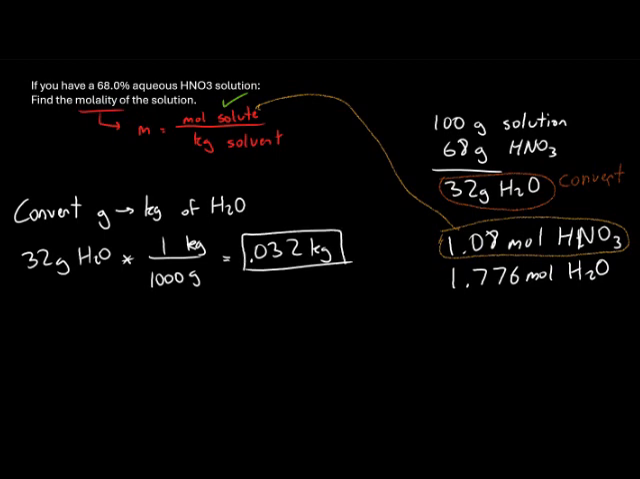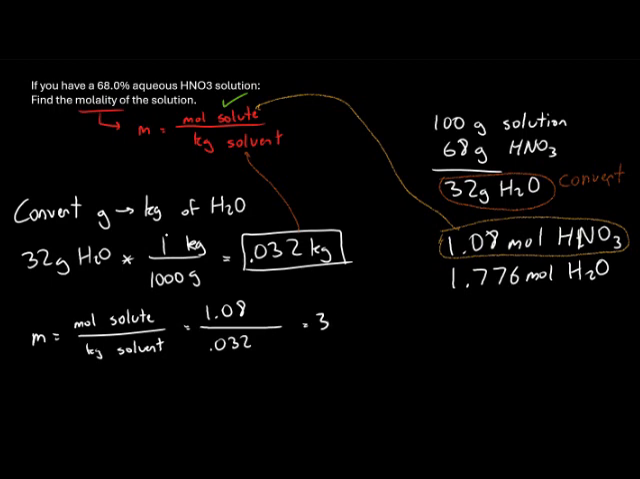This number will go in the bottom part of this fraction. Now we'll write molality is our moles of solute over kilograms of solvent. The moles of our solute was 1.08. The kilograms of our solvent was 0.032. Then we divide using a calculator. And we'll get 33.8 molality. This will be the molality of HNO3.